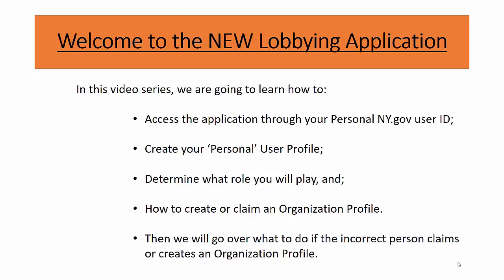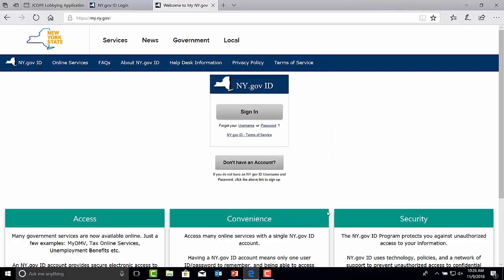The first section of this video will explain how to log into the lobbying application with your personal NY.gov ID and how to create an NY.gov ID if you do not currently have one. The new lobbying application requires each filer to have a personal NY.gov account. If you are unsure whether you have an existing account, you can either go directly to the my.ny.gov website to find out, which is located at my.ny.gov, or by going through Jacob's enrollment link. I'll show you how to use that later.